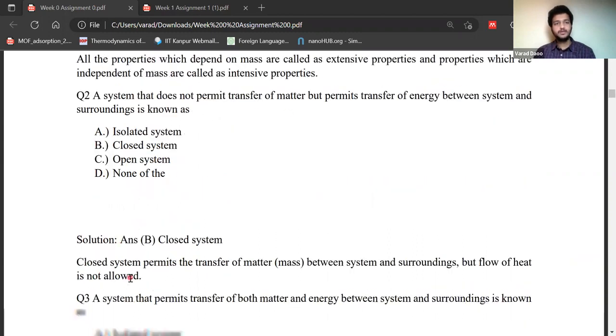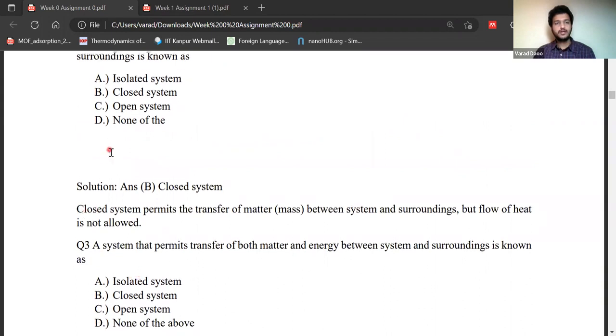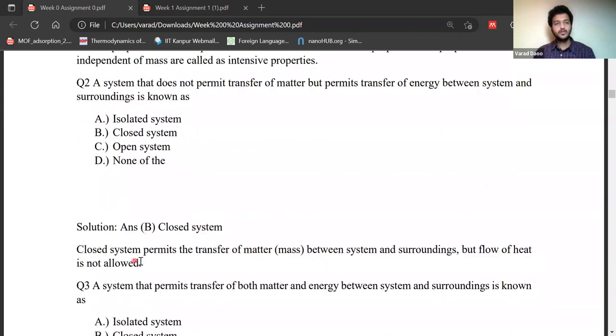Okay. So the answer is closed system. A closed system permits transfer of matter, so matter here means mass, between system and surrounding, but flow of heat is not allowed.